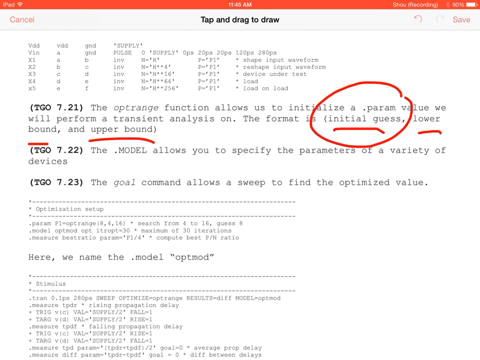The initial guess is kind of what we've learned up to this point in this course. We know that it should be between some range, and our initial guess is what we've calculated for the ideal value.